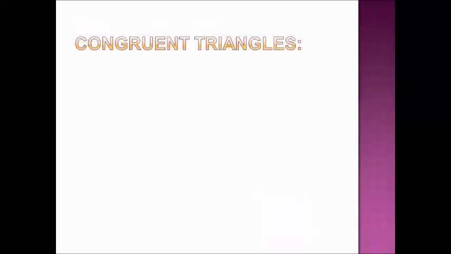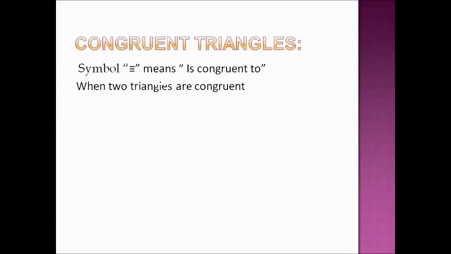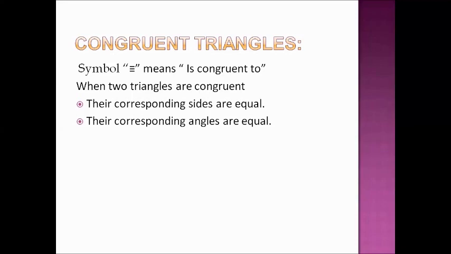So, another term is congruent triangles. First of all, this symbol with the three signs is the congruency symbol, and it means is congruent to. You will read it like this: is congruent to. When two triangles are congruent, their corresponding sides are equal and their corresponding angles are equal. So these two conditions need to be satisfied.